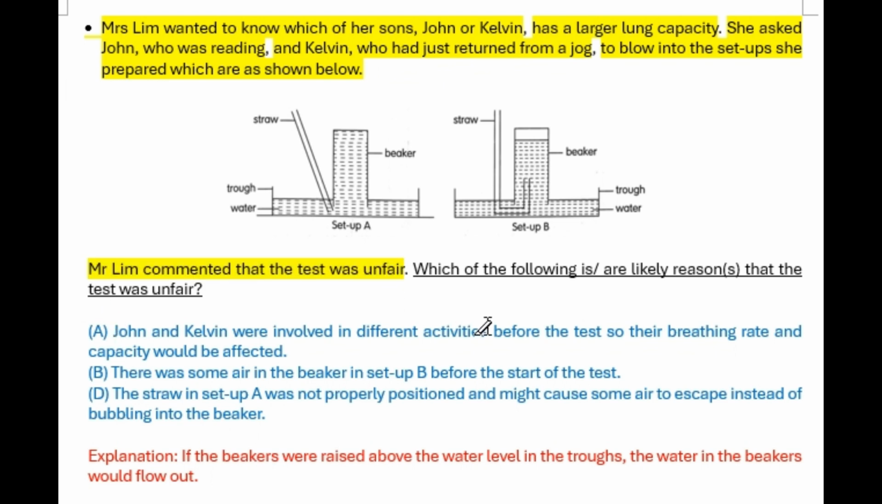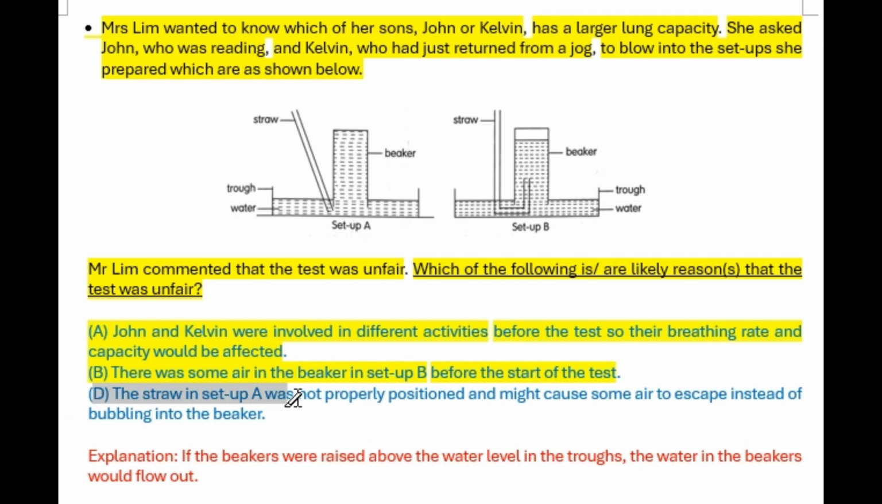Mr. Lim commented that the test was unfair. Which of the following are likely reasons that the test was unfair? A. John and Kelvin were involved in different activities before the test, so their breathing rate and capacity would be affected. B. There was some air in the beaker in setup B before the start of the test.